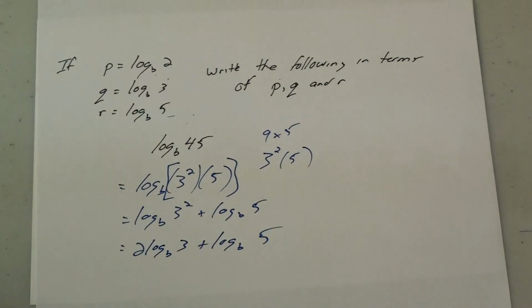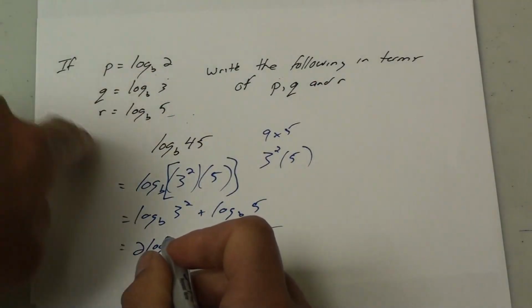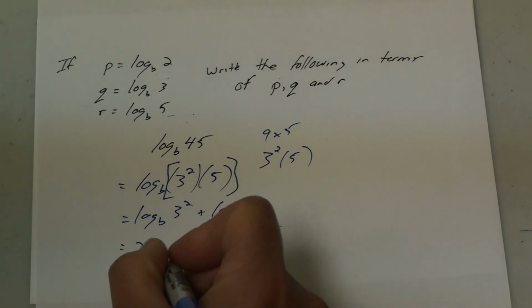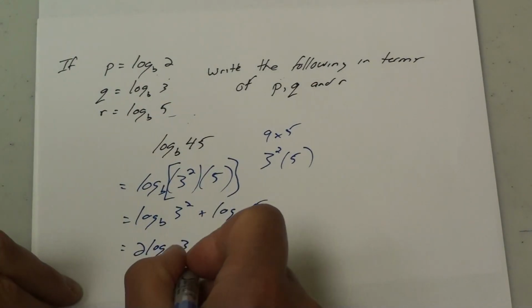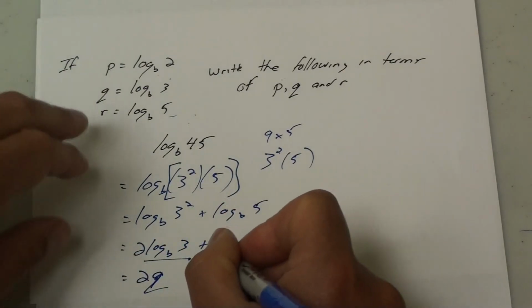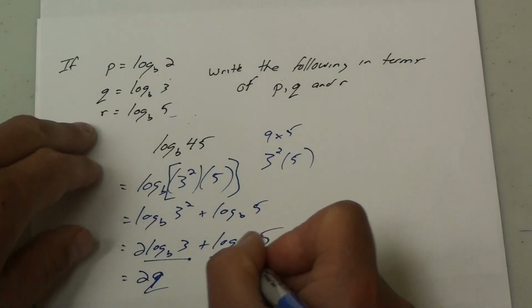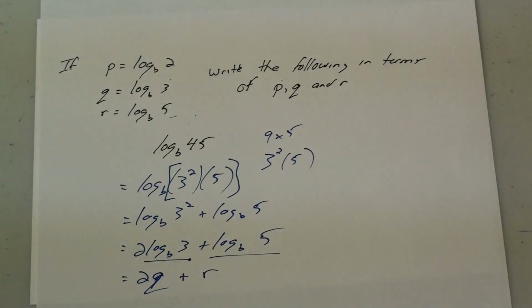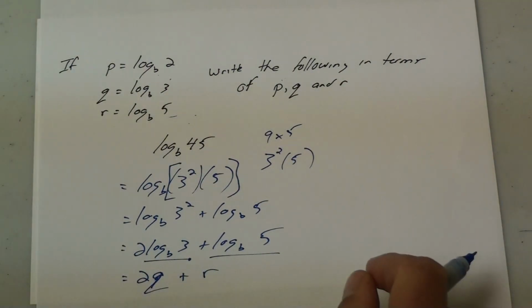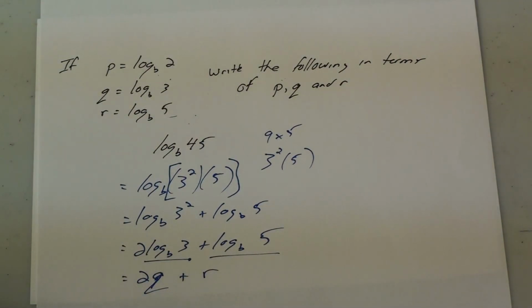And now I have a logarithm equation involving these, p, q, and r, so I can do a couple little substitutions in here. So I have log base b of 3, that is q, so I have 2q. I have log base b of 5, that is r, so plus r. So now I've expressed the entire thing in just q's and r's. I didn't have a p to worry about there, so no need to worry about that.